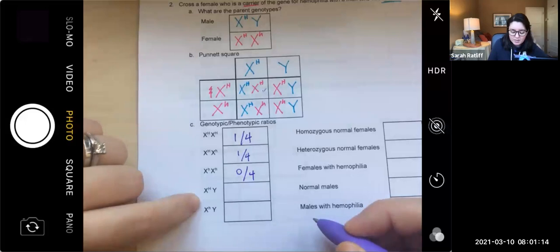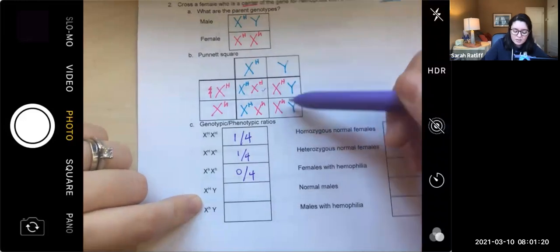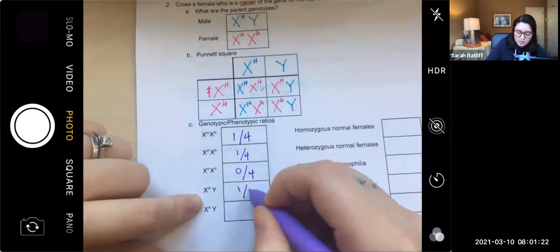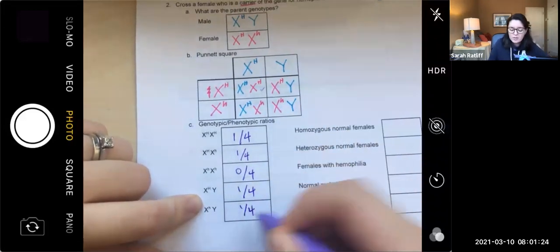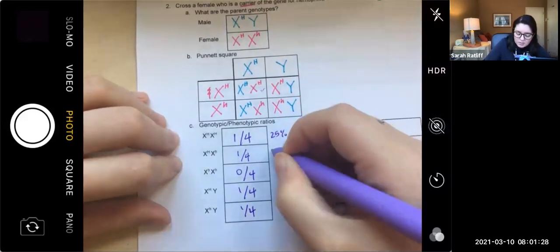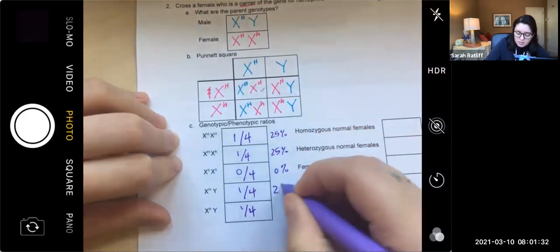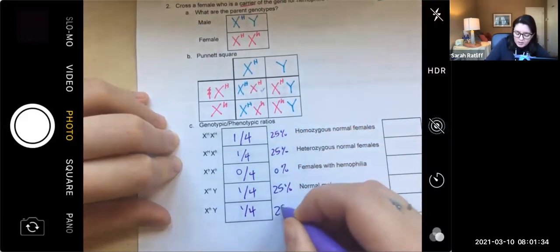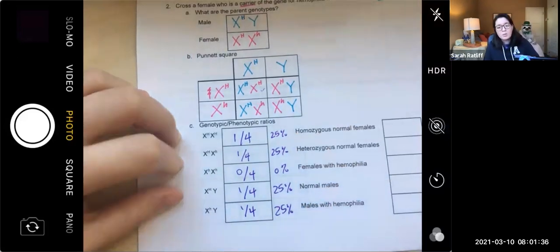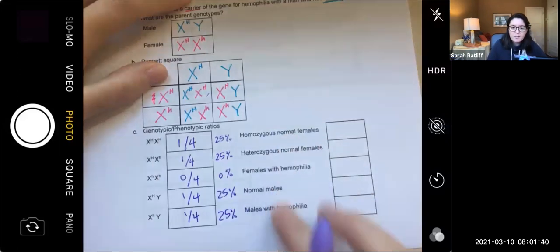Now we're getting into our males. We have one male who's big, one male who's got the little h. So we have one of each of those going on there. If you like percentages, this is 25%, 25%, 0%, 25%, and 25%. That adds up to 100%. Perfect. All right, now we need to look at our phenotypes.